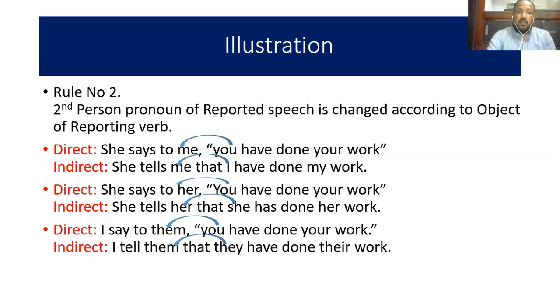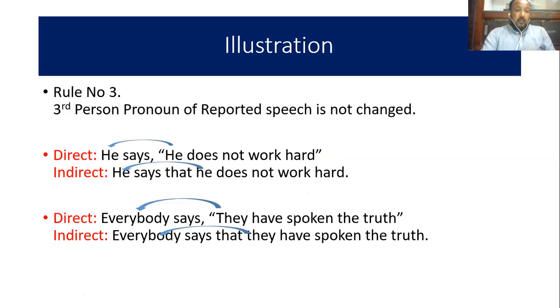Okay, let's move to the third rule of noun. Third person pronoun of reported speech is not changed, it remains the same. Let's see. He says he does not work hard. He says that he does not work hard. Means there's no change. So when there's I, we, you, then we can change, when they are used as a subject in the sentences, in the reported verb. Or here, everybody says they have spoken the truth. Everybody says that they have spoken the truth.